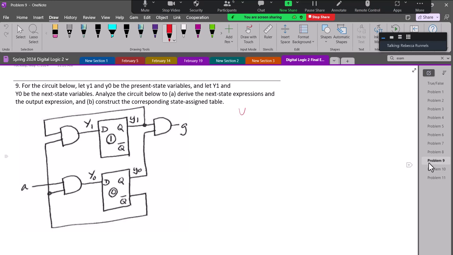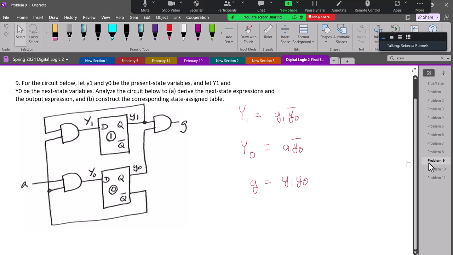we have that y1 equals little y1 and not little y0, and y0 equals a and not y0, and g equals y1 and y0. All right.